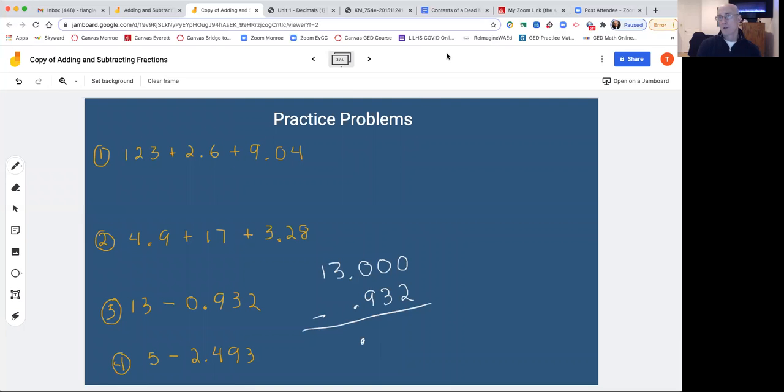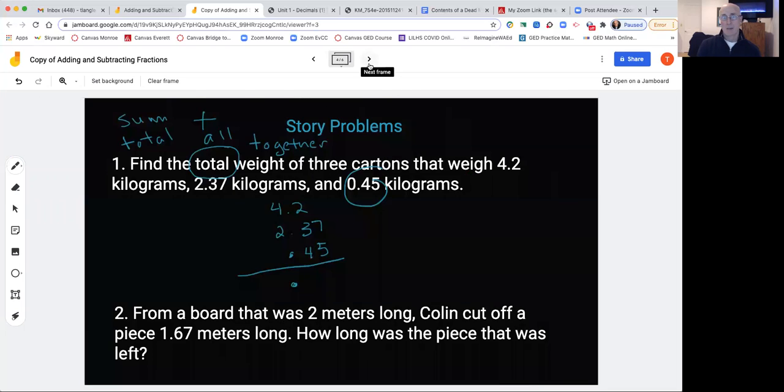I want to show you an example of a story problem or two. We already looked at the top one, but let's look at the bottom one here. It says, from a board that is 2 meters long, Cal cut off a piece 1.67 meters long. How long was the piece that was left?